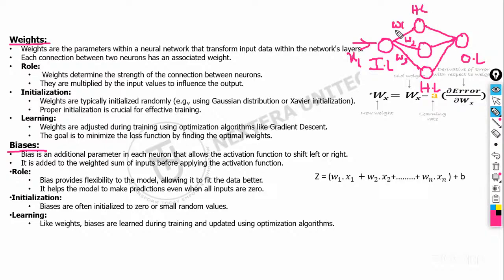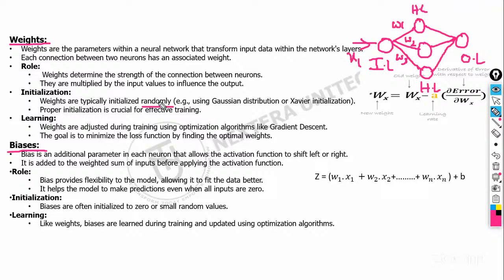Okay, so what is the role of weight? The role of weight is to determine the strength between the connections. The connection that you have between the neurons, it determines the strength. And how are they initialized? Randomly. You remember? Initially these weights are randomly assigned.